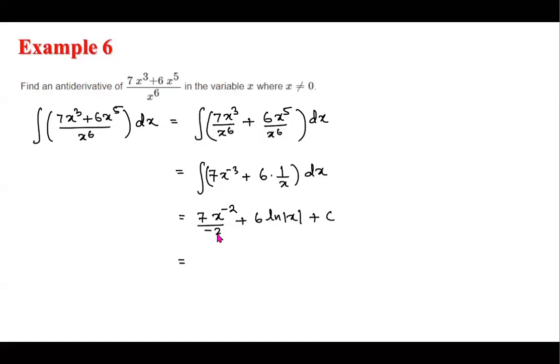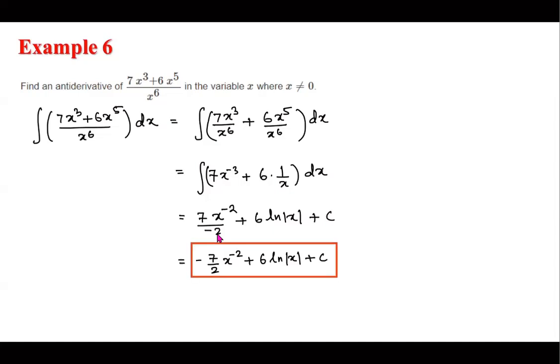We have 7 divided by -2, which is negative 7 over 2. And then we have x to the -2. We have plus 6 times the natural log of absolute value of x plus c. So that is the antiderivative of the given function.